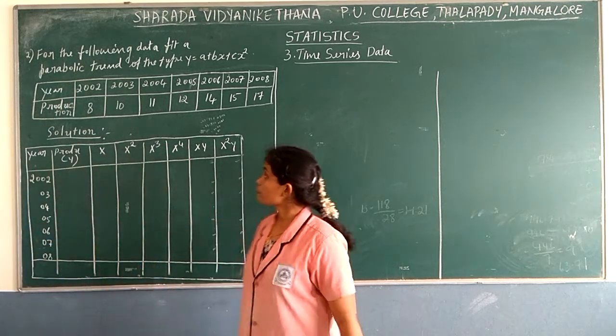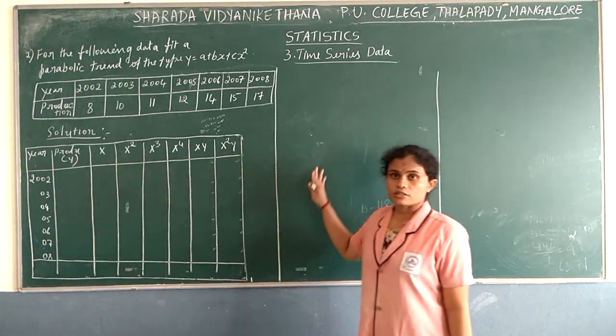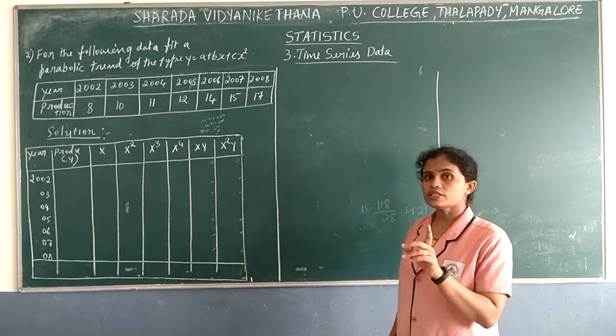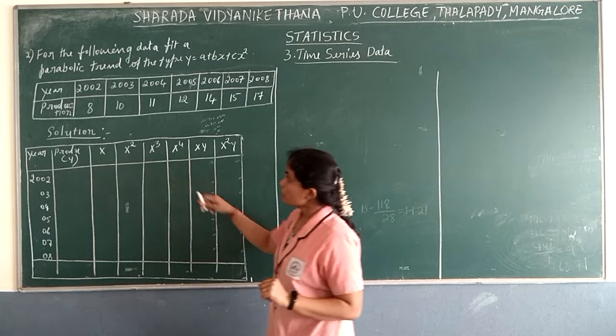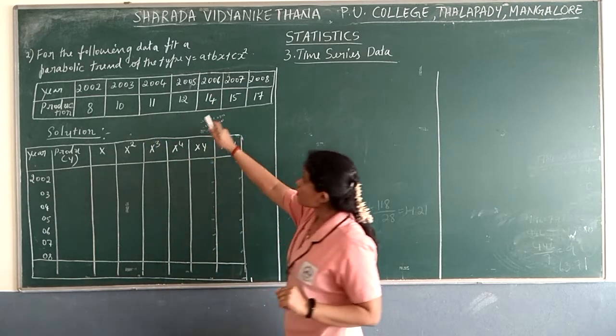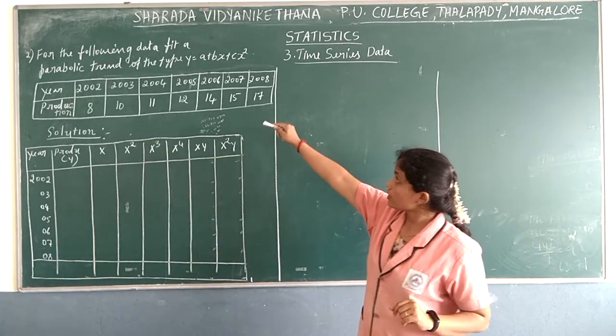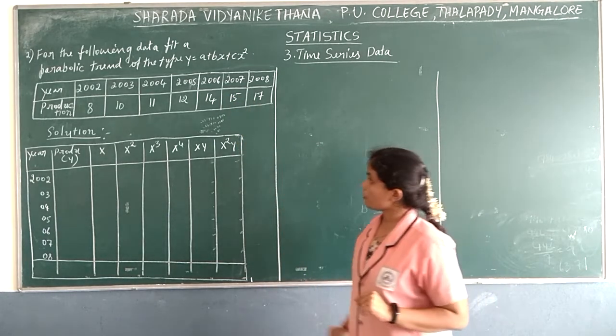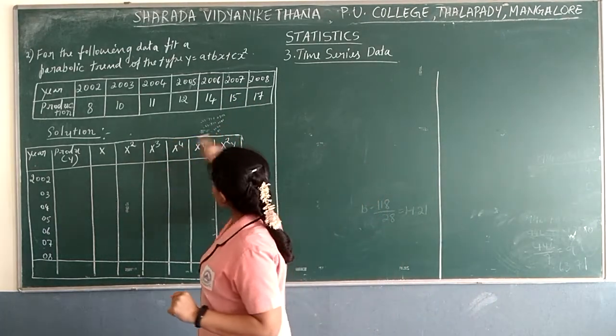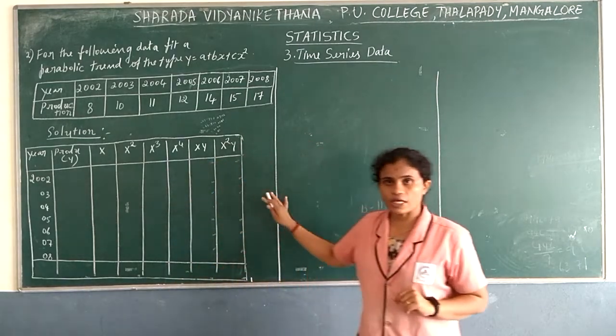Namaste students. We are in a parabolic equation where I have already done one problem and will move towards one more problem. See the problem there. For the following data, fit a parabolic plane of the type y is equal to a plus bx plus cx square. So you know that based on the equation you have to prepare the table.